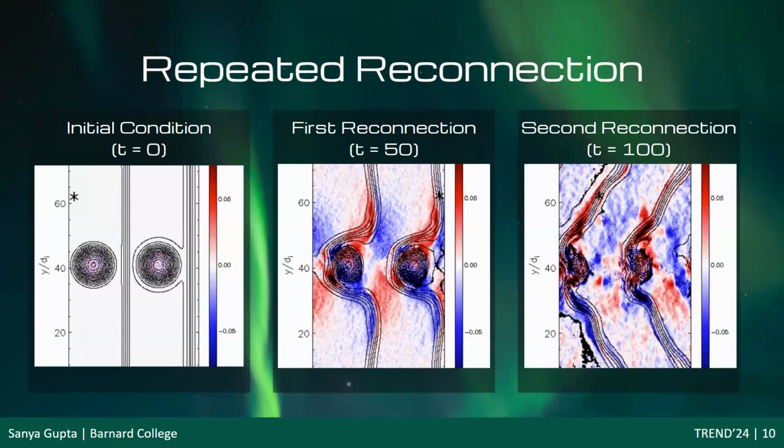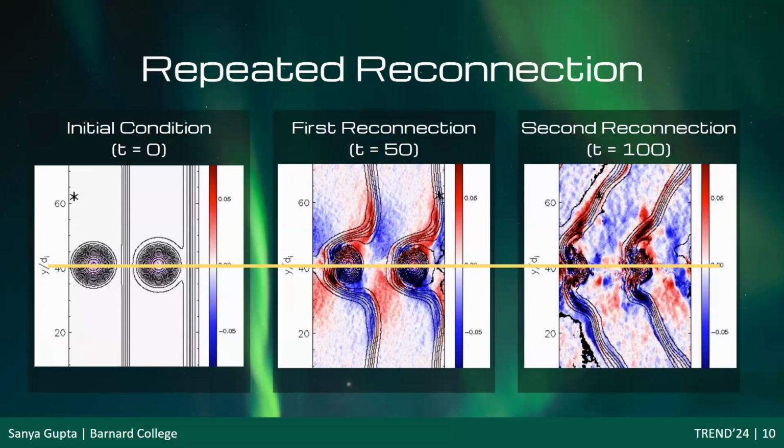In our initial condition, we have the two bundles just stagnant, and then we have a first reconnection. We enforce periodic boundaries, which essentially means anything that exits out the right also comes back through the left. And so we have this repeated reconnection going. Along the surface of the sun, we have things moving to the right, coming back, and reconnecting with each other again and again, which is pretty exciting.